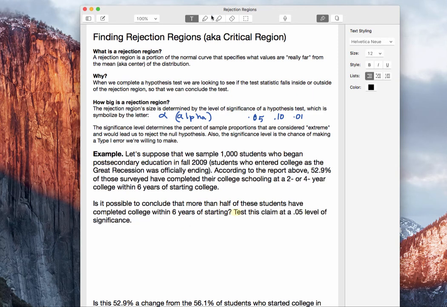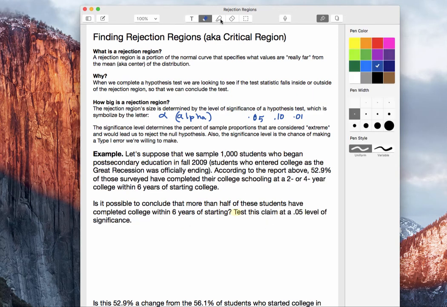Well, let's get rid of that. All right, so what did I want? I wanted to highlight this. Test the claim at the 5% level of significance.